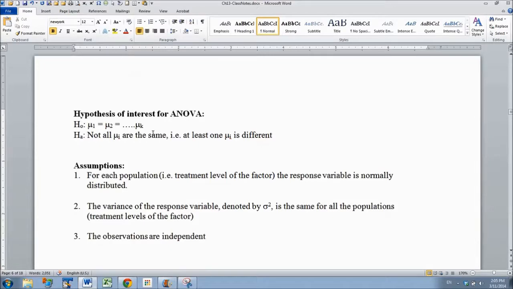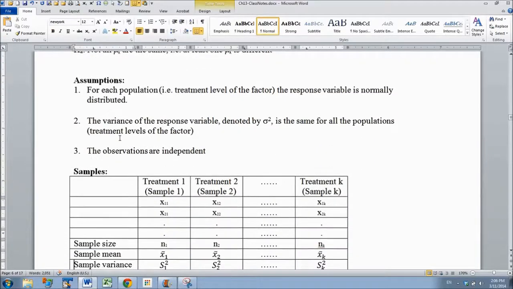The third assumption is that the observations made from each of these K populations, in other words, sample 1, sample 2, and so on through sample K, all of these samples are independent. So these three assumptions are needed for us to be able to test the hypothesis.